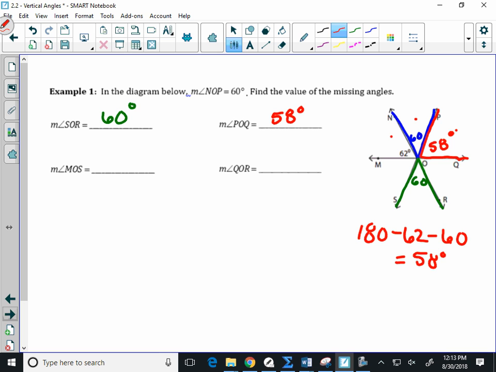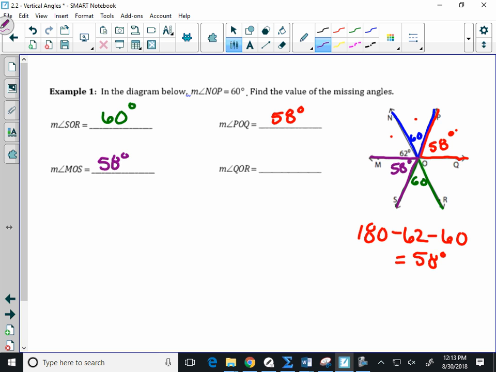Okay. MOS. I'm going to highlight that one. We want to find MOS. What's the measure of angle MOS? Celeste? How do you get 58? It's across from that red angle, which is also 58 degrees, meaning they are vertical.